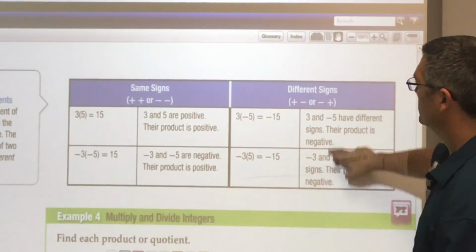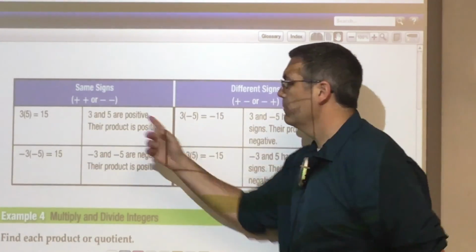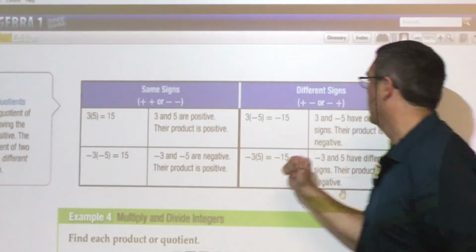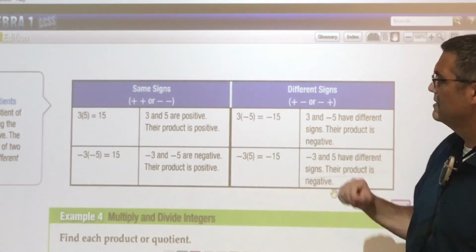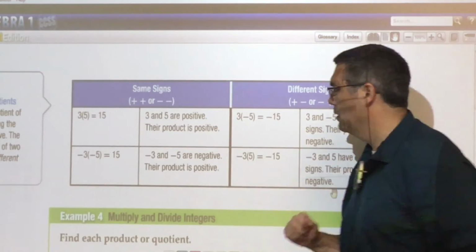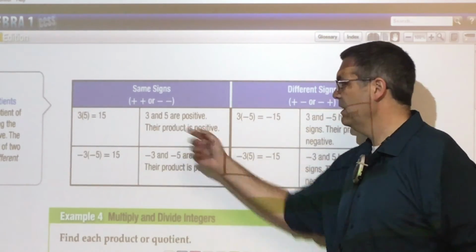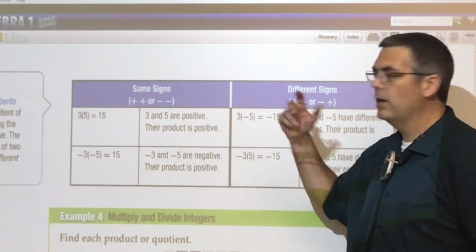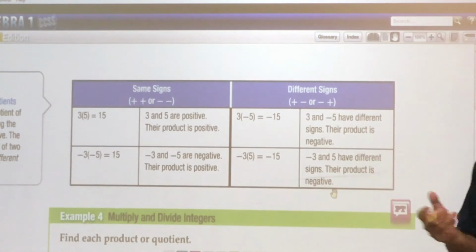Did it take me to the next page? Okay, yeah. All right. So then we come over here. Multiplication and division, same sign rules. So, positive times a positive gets me a positive. 3 times 5 is 15. 3 and 5 are positive. The product is positive. Remember, the product is the answer to a multiplication problem.